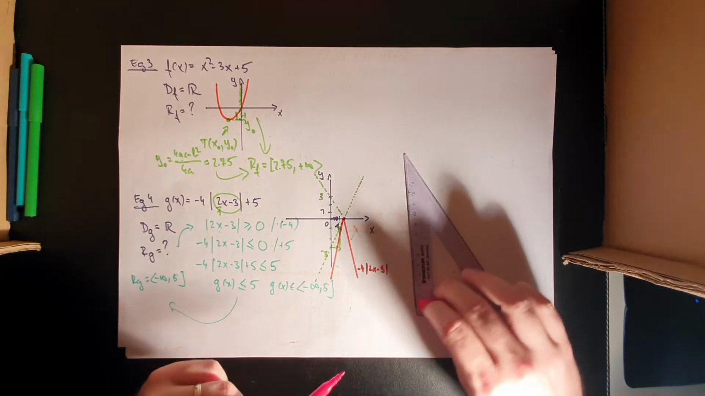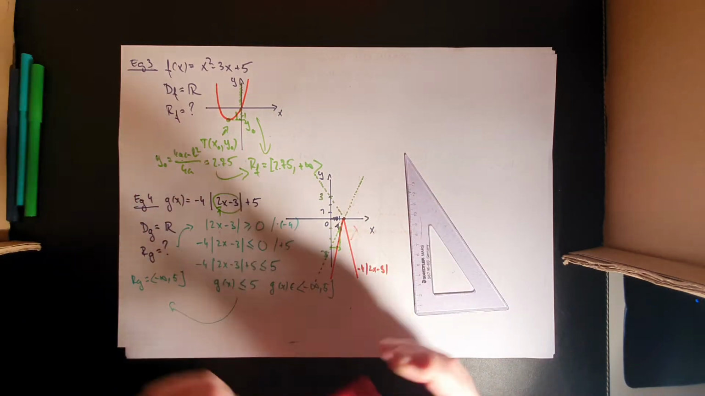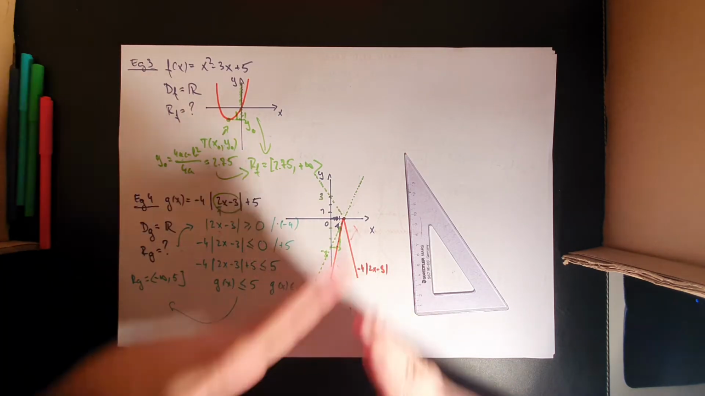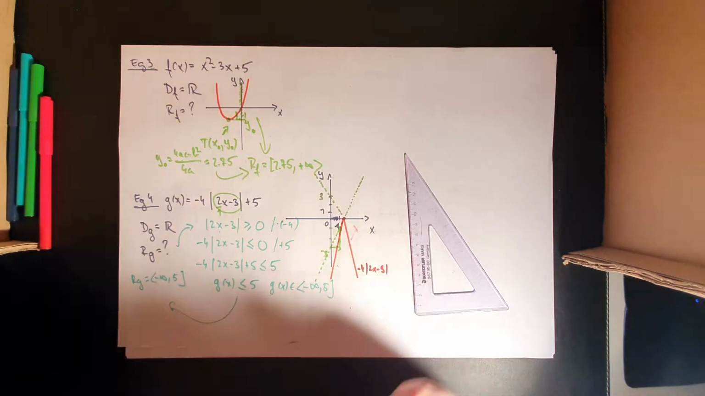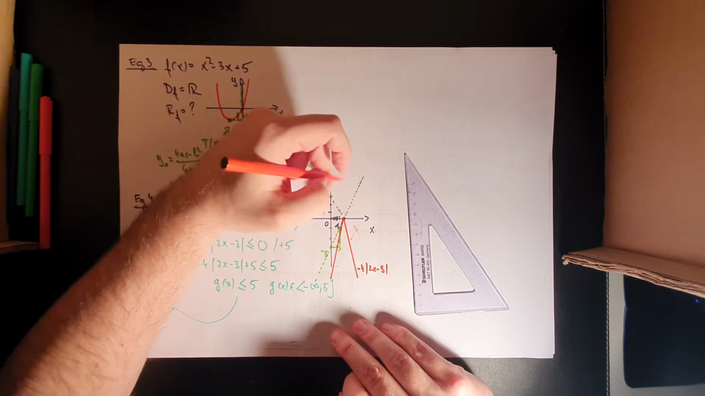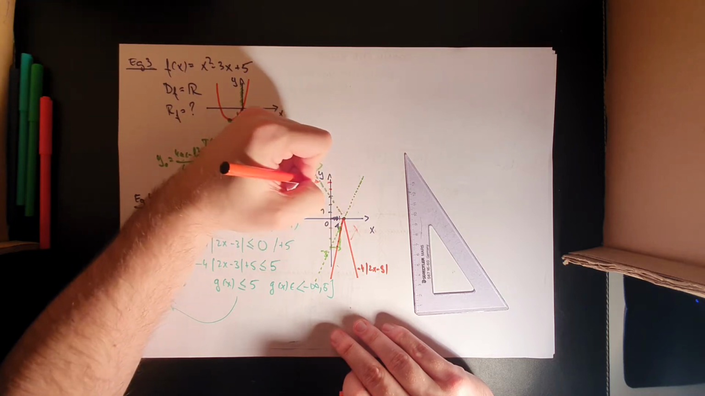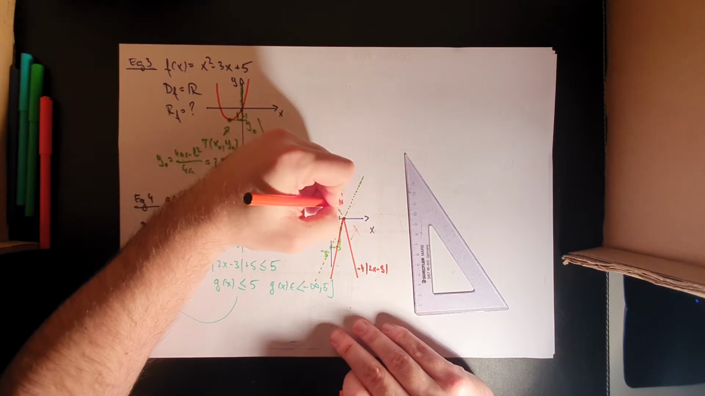Now, I'm not actually looking for that. I still have to add 5. So what does this add 5 mean? We have to move it upwards by 5. So we are going to end up with this here point in 5. 3, 4, 5. So we are here.